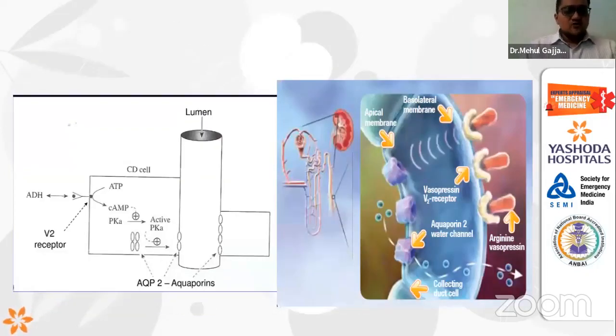The antidiuretic hormone basically acts on the V2 receptor of distal convoluted tubules and collecting ducts, and it facilitates the reabsorption of water by aquaporin 2 channels.